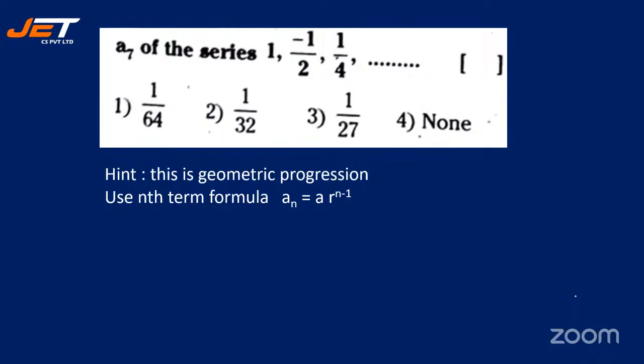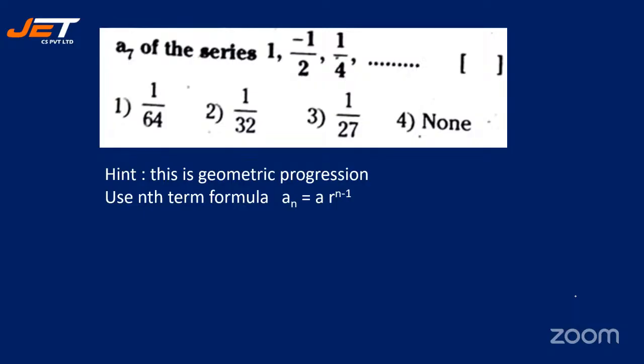A7 of the series 1, -1/2, 1/4, and so on. Thank you, Raghu. Thank you, Jasu. Thank you, Aleti. If you all are able to see, then it's okay with me. So 1, -1/2, 1/4. Before we find A7, A_n, whatever, we must first see whether the terms they have given form an AP or a GP. I don't think it could be an AP.